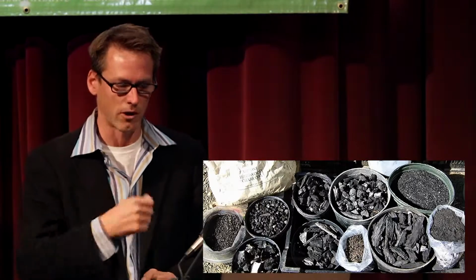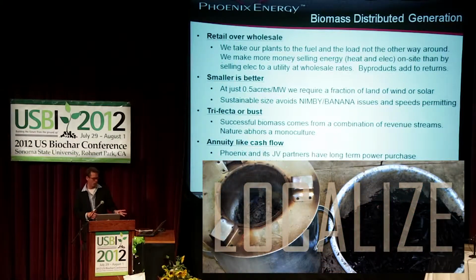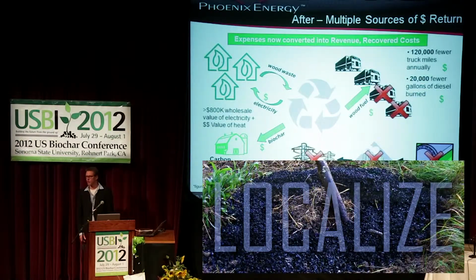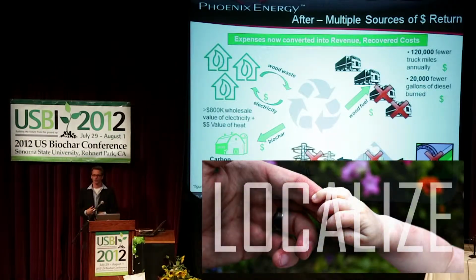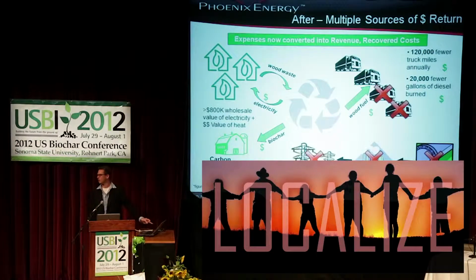I'd like to tell you that was part of the master plan. Trifecta or bust. On-site electricity, on-site heat load, and on-site fuel. The minute you put biomass on a truck, you start to lose. You're taking trucks off the road. You're keeping the energy local. You're keeping the heat local. You keep the jobs local, and you keep the biochar local.